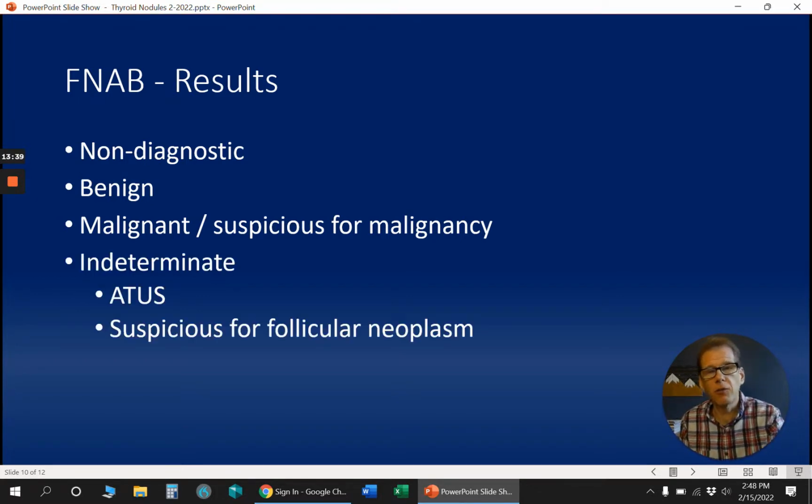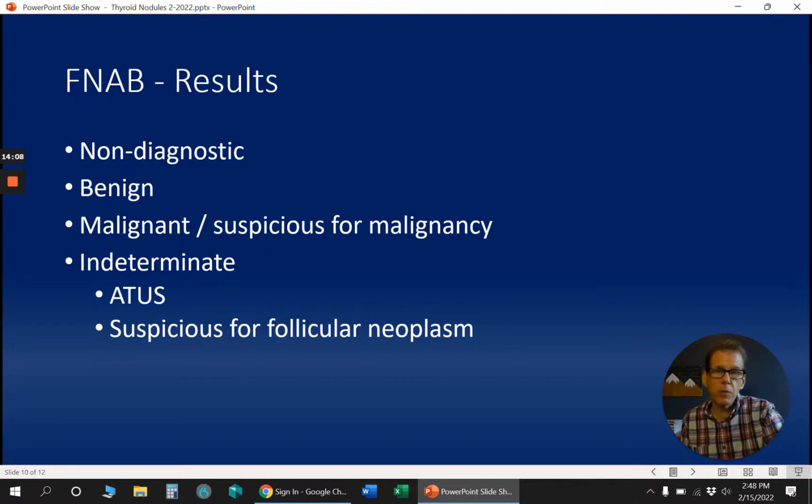And then finally, there's a category called indeterminate. Usually this will have some fancy words like atypical cells of undetermined significance or follicular cells of undetermined significance, or they'll use this term suspicious for a neoplasm or suspicious for a follicular neoplasm or a Hürthle cell neoplasm. Basically, these terms mean the pathologists see thyroid cells, but they look a little bit funny, and they can't tell whether they are benign or cancerous with the needle test.